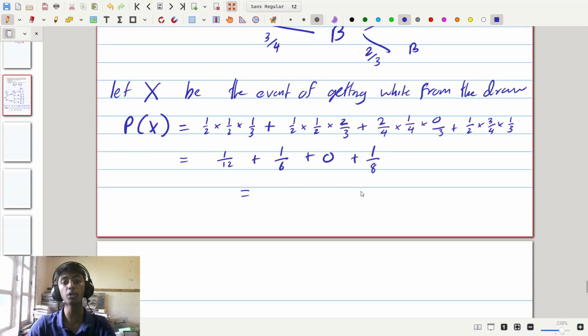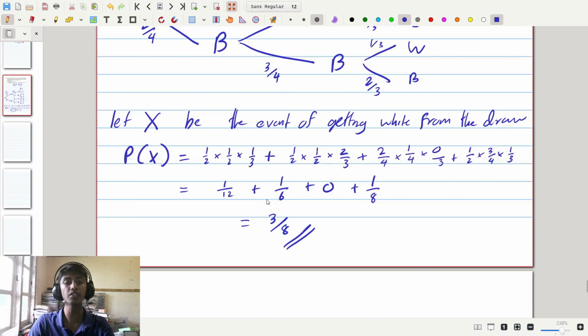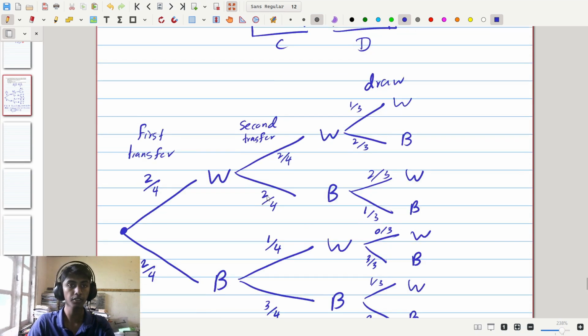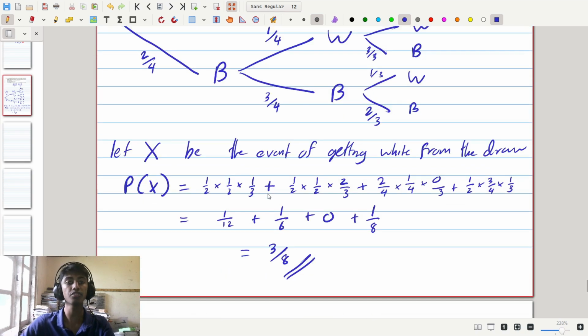Now adding them all together, if we add the first two, we have 1 over 12 plus, we can convert this into 2 over 12, which is going to give us 3 over 12, and 3 over 12 is 2 over 8, plus 1 over 8 is going to give us a total of 3 over 8. And therefore, the probability of X occurring, which is the probability of getting white on the draw, is equal to 3 over 8. So we can call this the answer for question number 1. So you can put an I over here to indicate that this is the answer for question number 1. And now we can move on to question number 2.